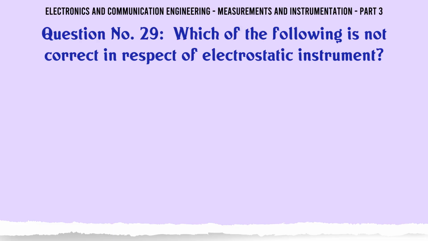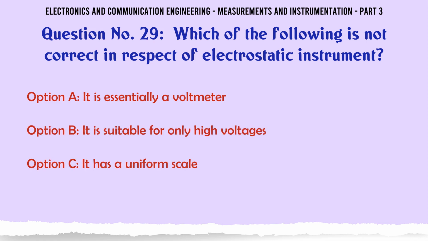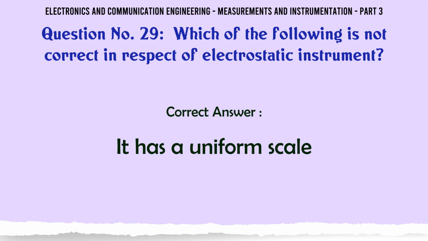Which of the following is not correct in respect of electrostatic instrument? A. It is essentially a voltmeter. B. It is suitable for only high voltages. C. It has a uniform scale. D. It can be used for both AC and DC. The correct answer is it has a uniform scale.